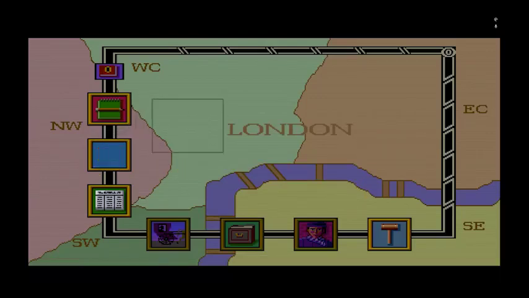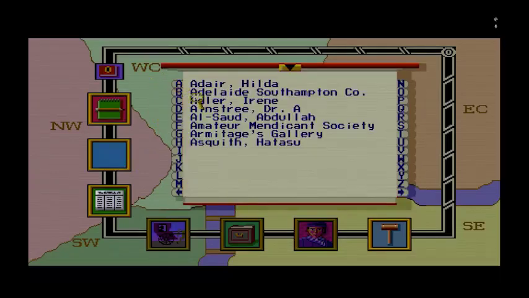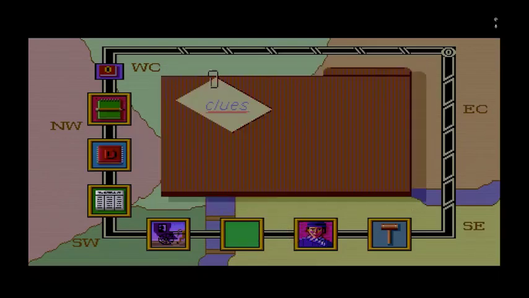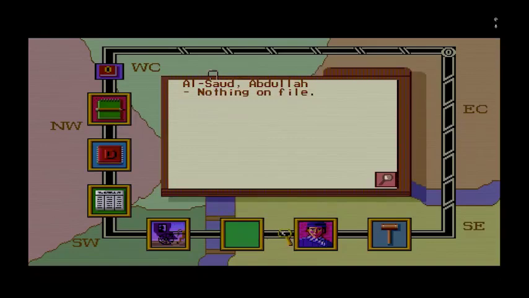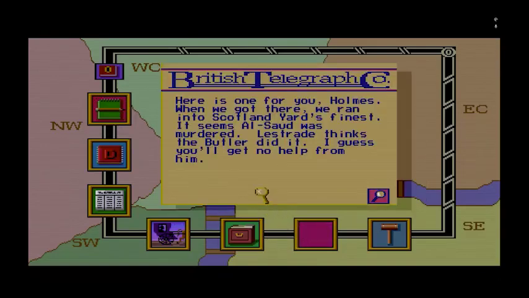Alright. So, next on the line is Abdullah Al-Saud. So, would that be Al-Saud? Yes, there we go. Okay. See what this guy is all about. Nothing on file. What the hell has Holmes been wasting his time on?